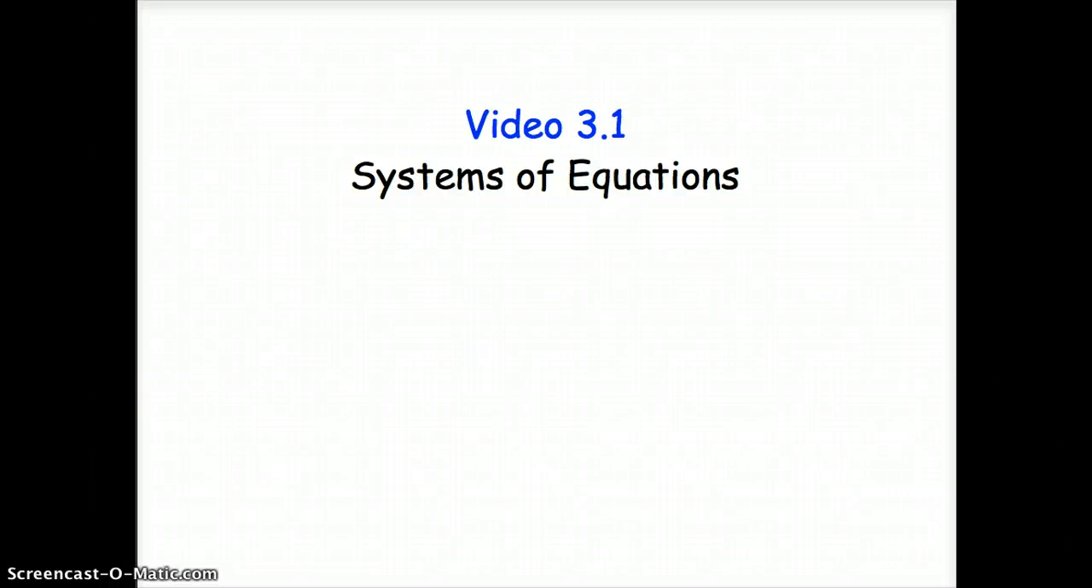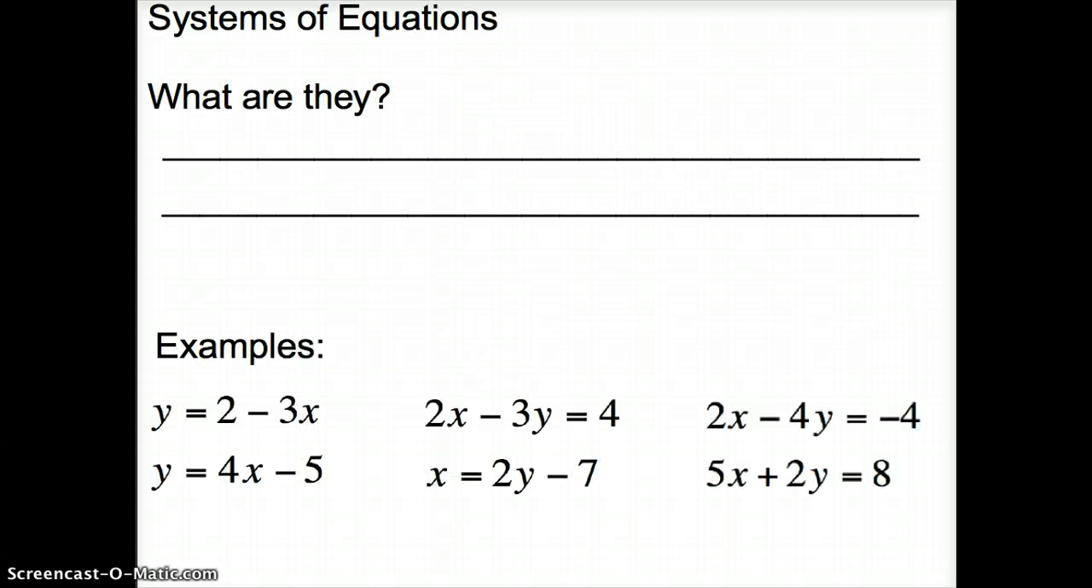This is video 3.1, and the goal of this video is to review how to solve systems of equations. So first let's remind ourselves, what is a system? A system of equations is a group of two or more equations with multiple variables.